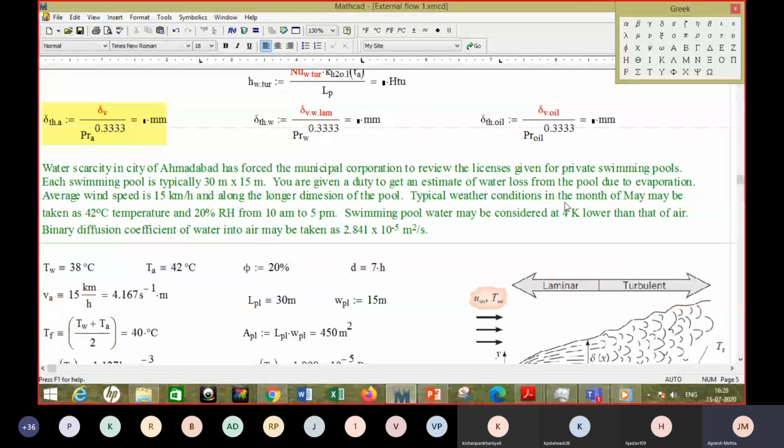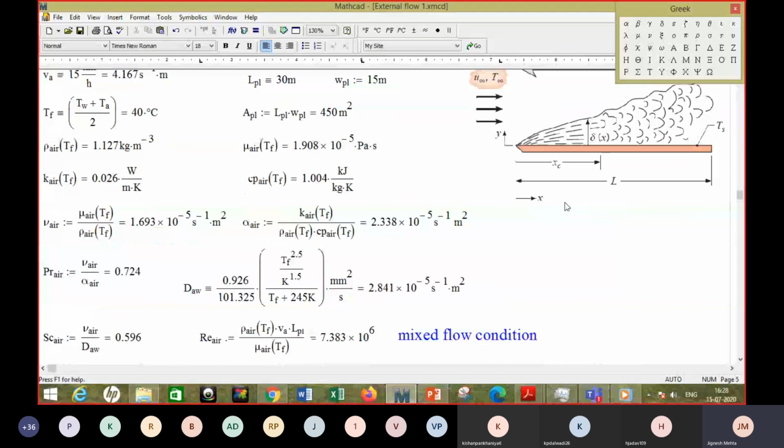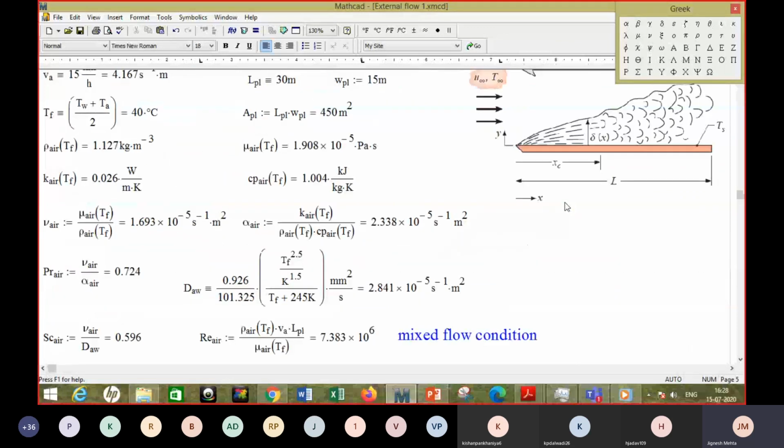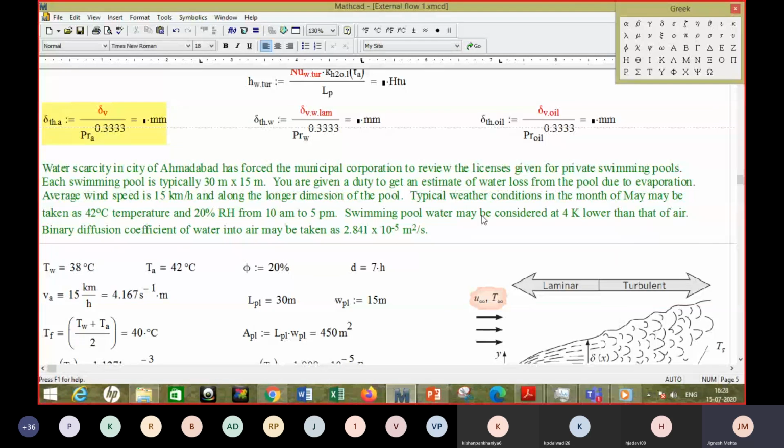So if it is found that we can't afford to have such big loss from the private swimming pools, then maybe for the time being, people may not be permitted to use them for that period, right? So this brings us to the end of today's lecture.